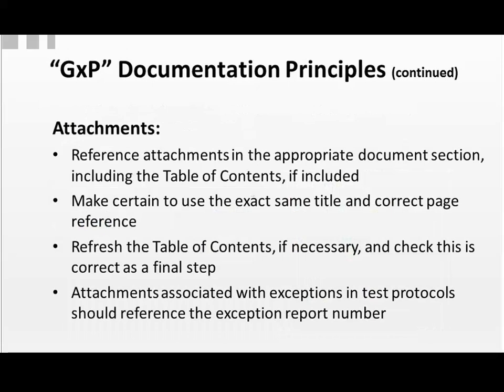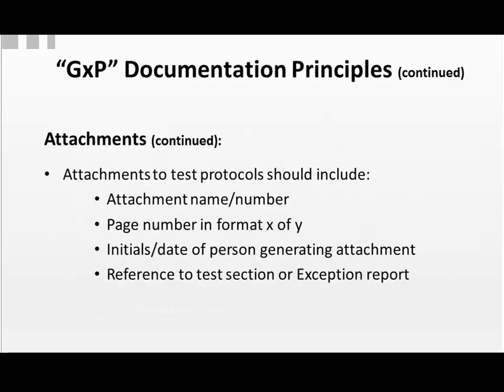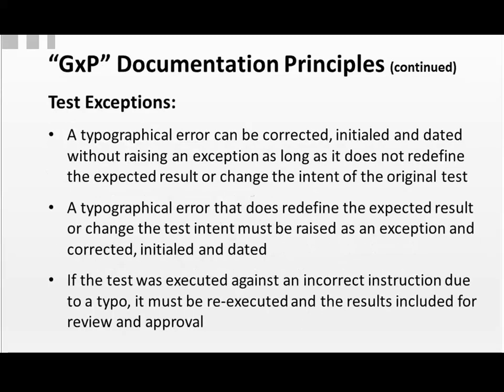Any attachments, you should be careful about how you include those in terms of titles of the attachments and references in your table of contents. Again, your procedure should define all this. Any test exceptions are important to know how to record. If it's a test script error where the script was written incorrectly, you can correct that at the time you're doing the test. Initial, date, put the correct information in and indicate it's a test script error.